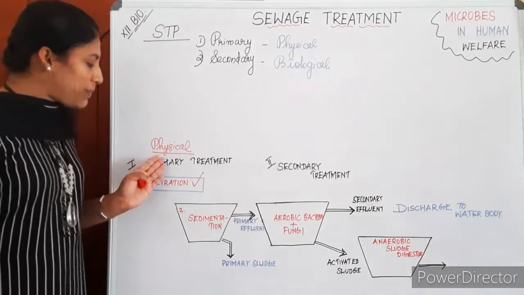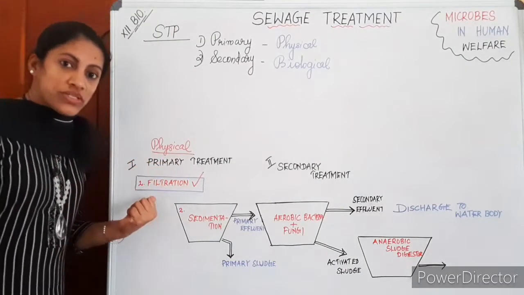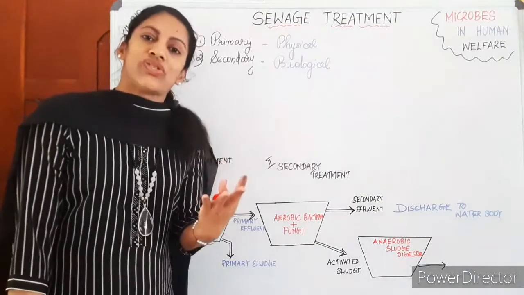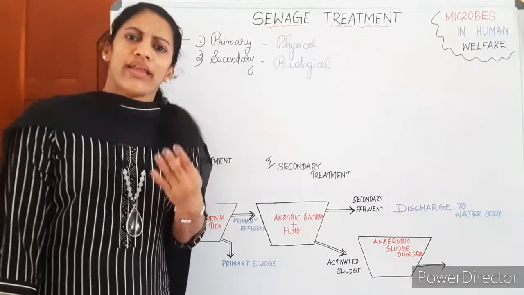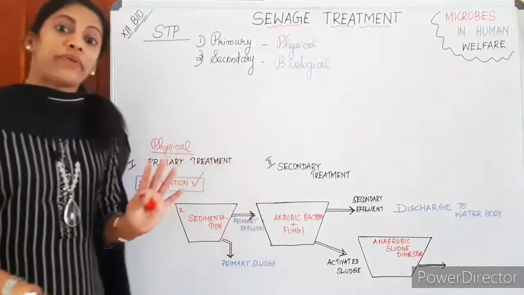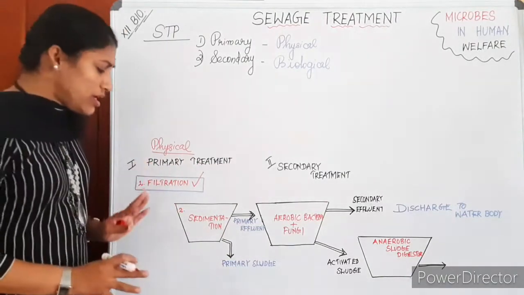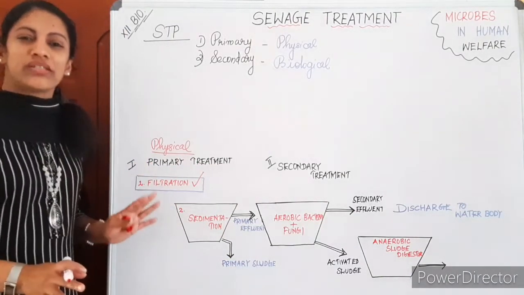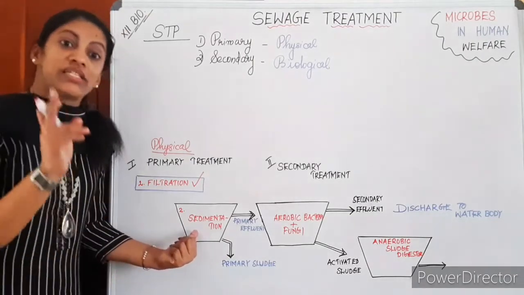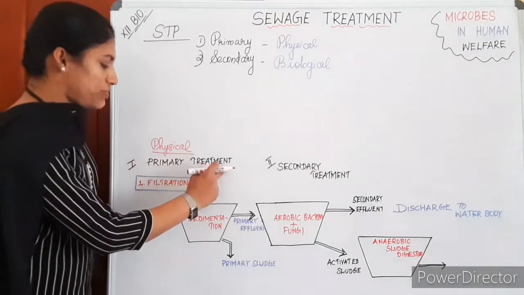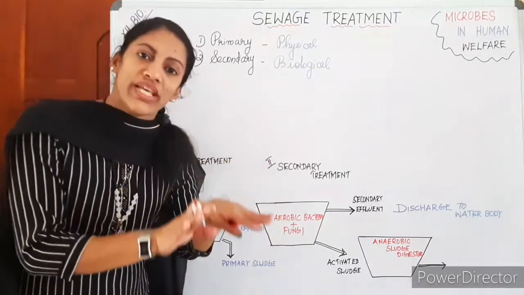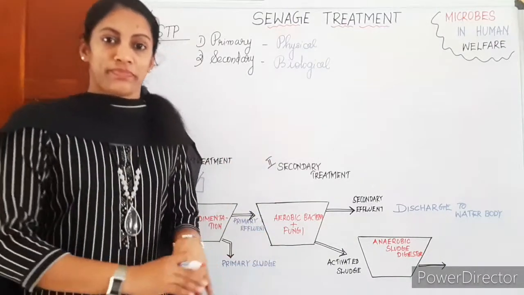In the primary treatment, the first process is filtration. But the solid waste as such remains. The grit, pebbles, soil and all particles with weight cannot be separated by sequential filtration. The pebbles, stones, grit and solid waste we have to remove by sedimentation. The second process in primary treatment is sedimentation. The solid waste is allowed to sediment at the bottom.